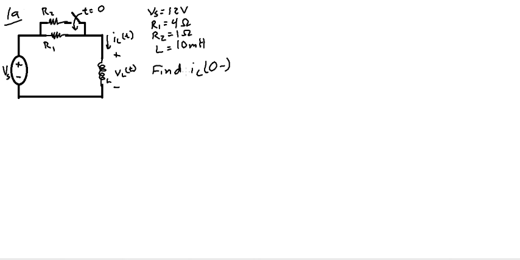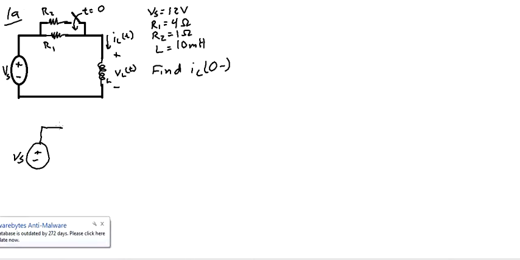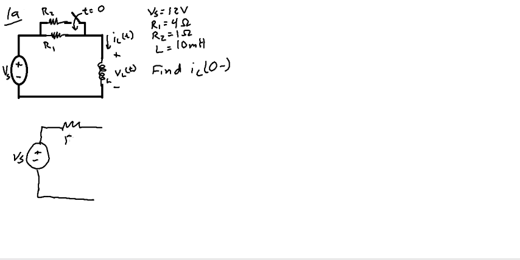Alright, so what he wants for this problem is for us to use this information to find I of L just before the switch closes. So this is in a steady state, which is to say that you still have your source, Vs. You've got only one resistor because the other one is outside of the circuit. At this point, it's on an open circuit. Therefore, it basically doesn't count.